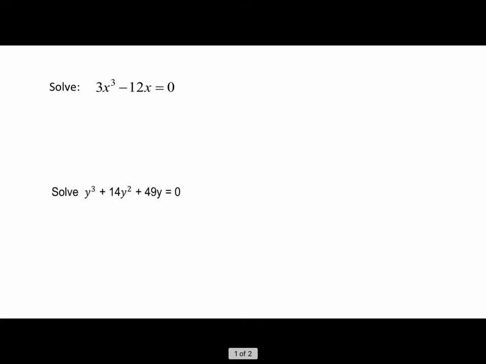Solve 3x cubed minus 12x equals 0. We're going to use the same method that we used before. We need to have 0 on one side and then completely factor the other side. So in this case, there's a greatest common factor.